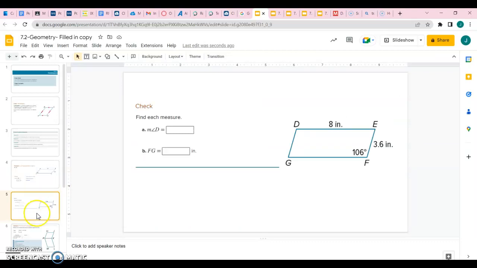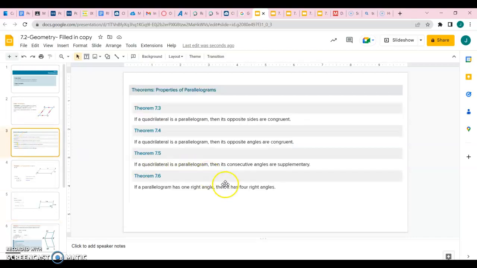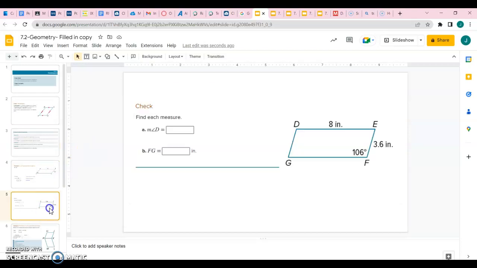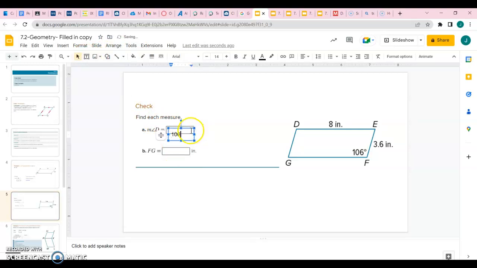So let's try this one. Find each measure. So we want to know what angle D equals, and we want to find out which one is congruent to that. So if we go back to these theorems, it tells us right here in 7.4, if a quadrilateral is a parallelogram, then its opposite angles are congruent. So if I'm looking at D, opposite of that is 106 degrees. So I know that it equals 106.